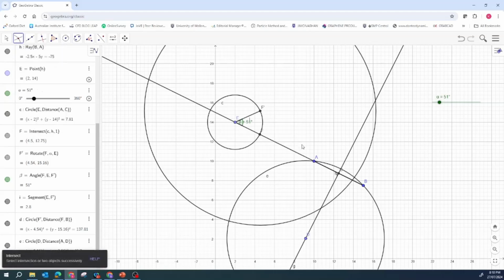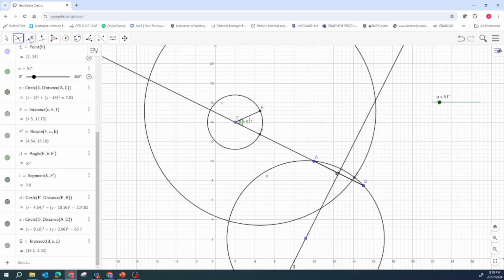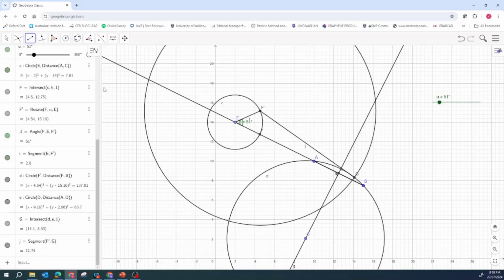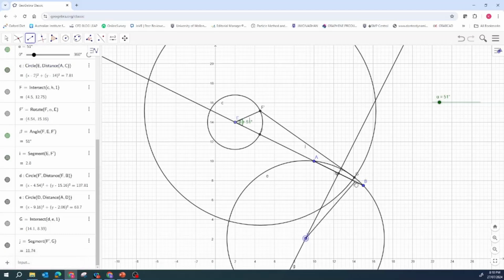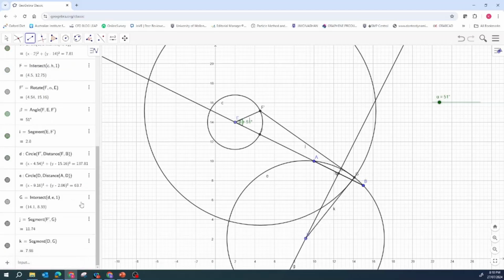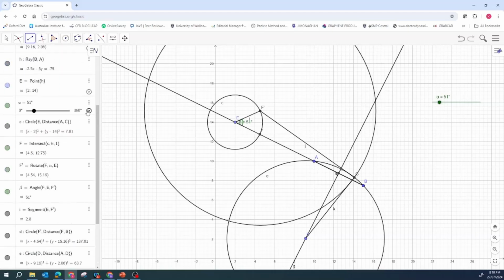Next, create a point connecting the coupler and the rocker. This is the intersection point of the coupler circle and the rocker circle. Next, create a line segment joining F' and G. This is the coupler. Next, create the rocker. This is the line joining D and G. The linkage is complete now.